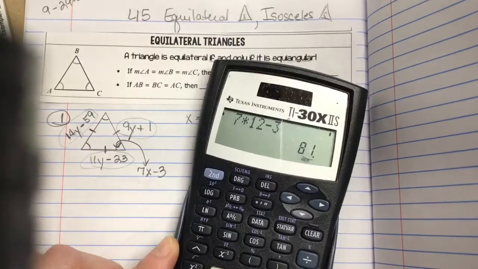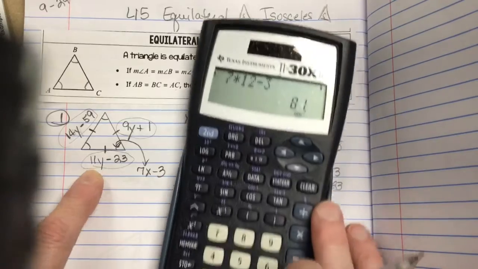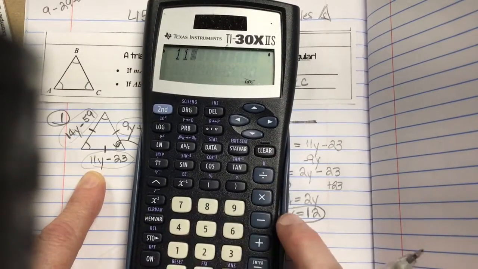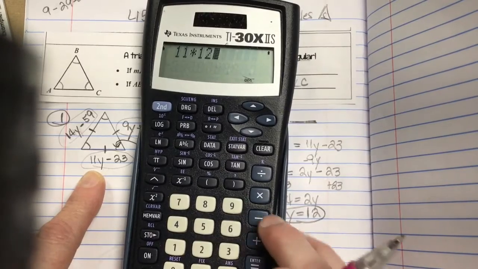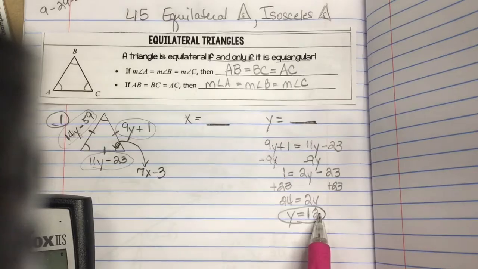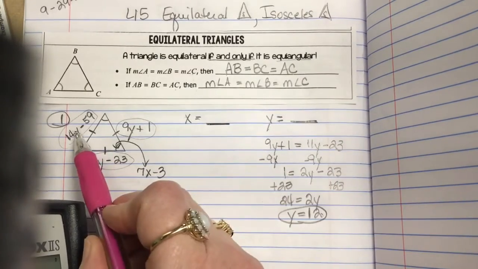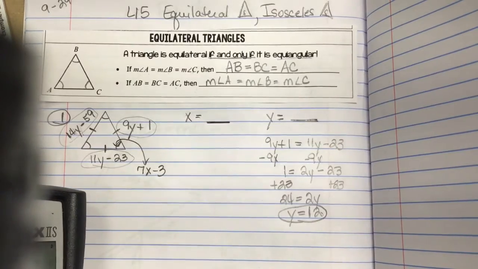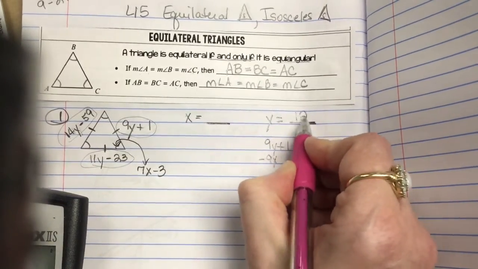Oh, what did I do wrong? Oh, that's the angle. That's x. I thought, what did I do wrong? 11, there we go, times 12 minus 23. And there's my 109. So y is 12. No matter which one you put it into, there you get 109, there you get 109, and there you get 109. So we got our y.